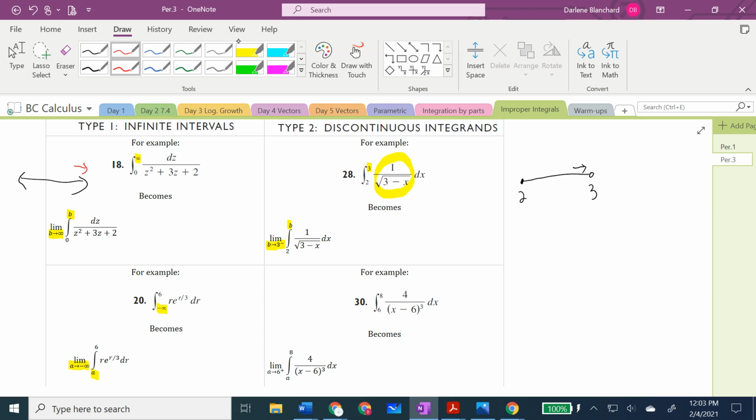Now, for problem 30, 6 makes the denominator equal to 0. It has to be replaced with a variable of your choosing. If it is the left endpoint where you have a discontinuity, realize you are approaching from the right side.